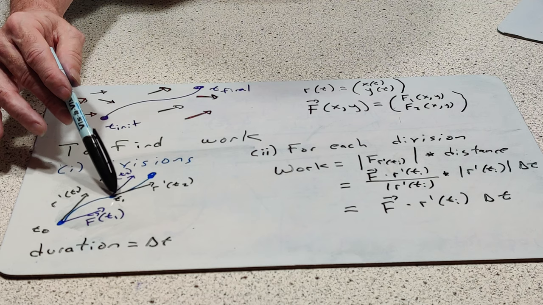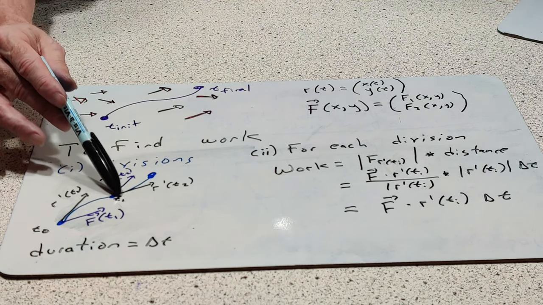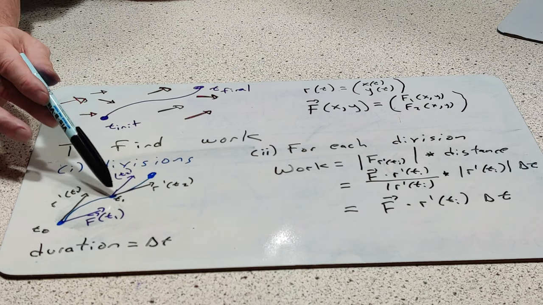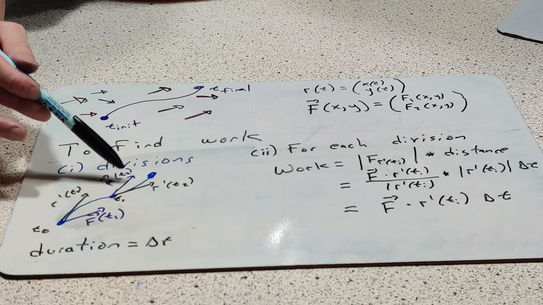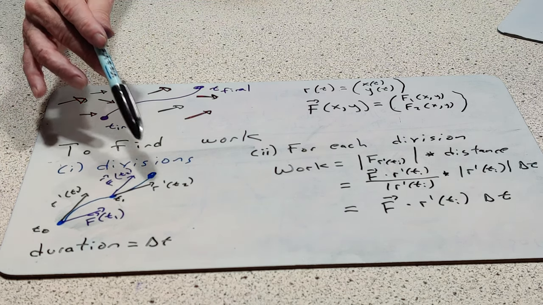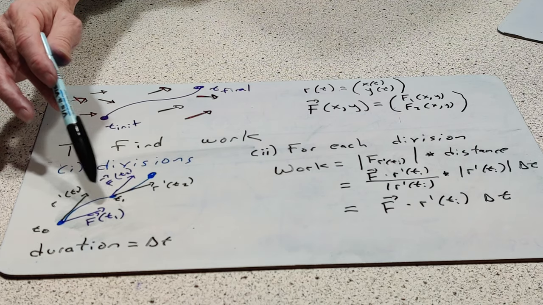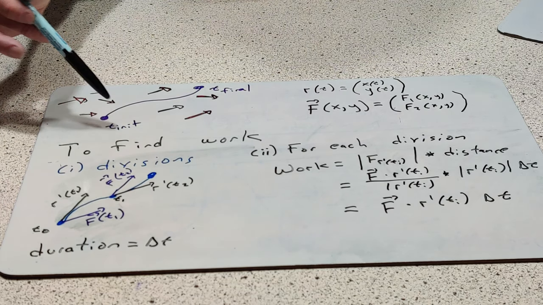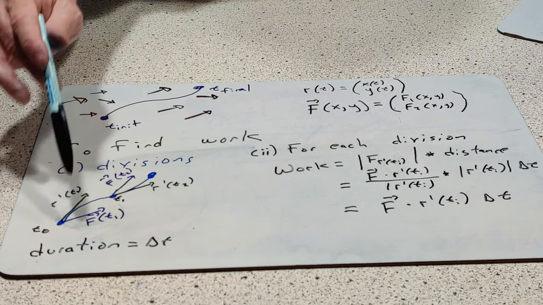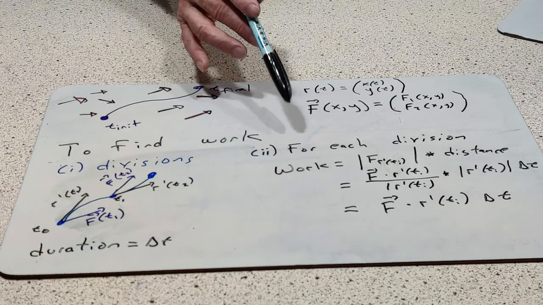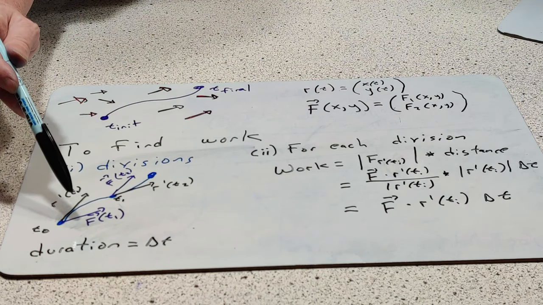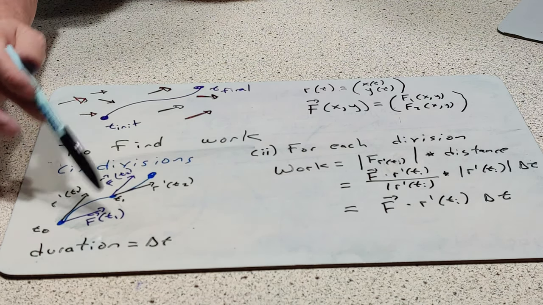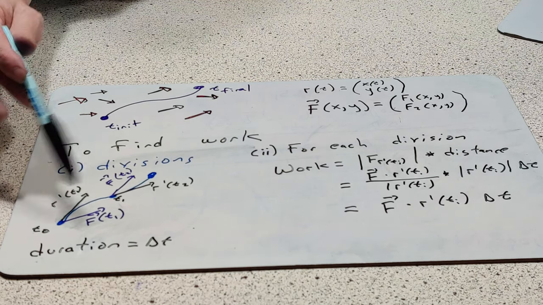Then we do the same thing with the second piece using t1. We find the direction of the curve, r prime of t1, and then we find the force field. We then have the amount of work that's done by this force field over each of these pieces of the curve. So for each division, we're looking for the amount of work that this force field does over the course of this trajectory.